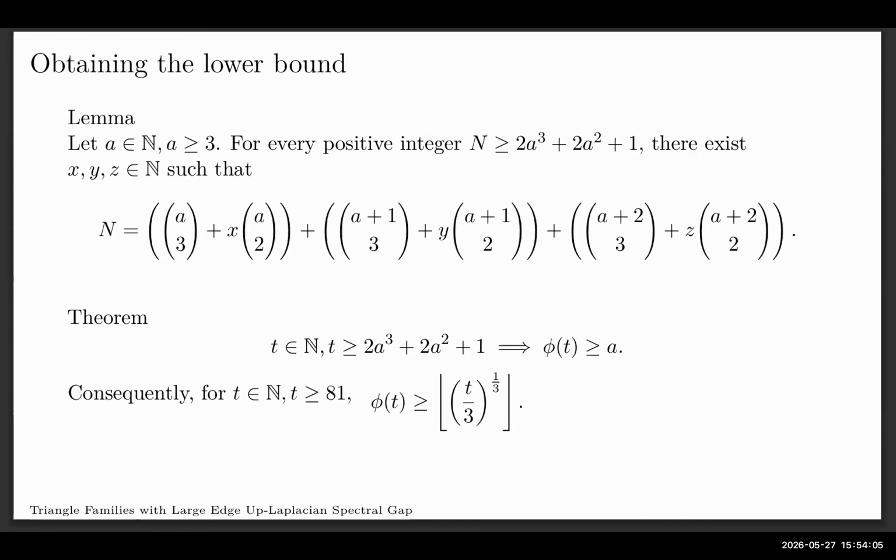You see there are 3 terms here, and each term is counting the total number of triangles in the graphs that I just described. The core sizes are a choose 3, a plus 1 choose 3, and a plus 2 choose 3. So if I create a triangle family by taking disjoint copies of G sub CB, their lambda for that family would be at least a, and the size would be whatever suitable size I'm looking for. Immediately from here, by taking disjoint copies of that graph, you get a lower bound on phi.